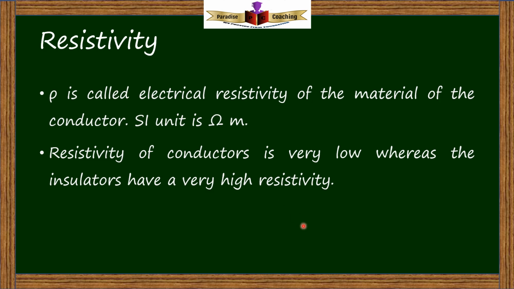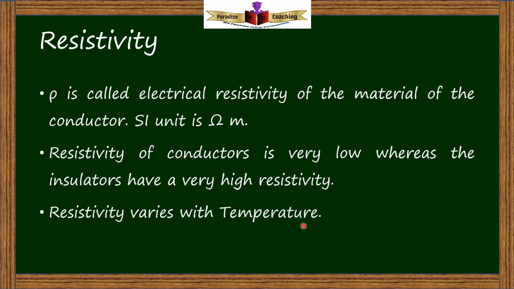Now, as you can see here, the resistivity of conductors is very low, whereas the resistivity of insulators is very high. Of course, because conductors should allow the current to flow through them, so their resistivity is very low. And the job of the insulator is not to allow the current to flow through it, therefore their resistivity should be very, very high. And a very important thing to be understood is that resistivity varies with temperature.